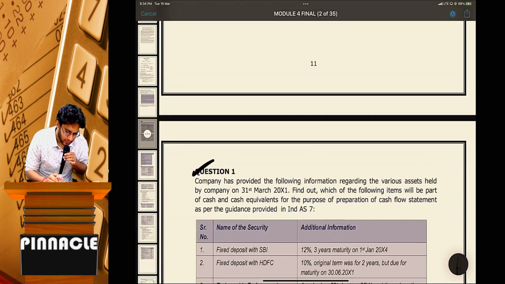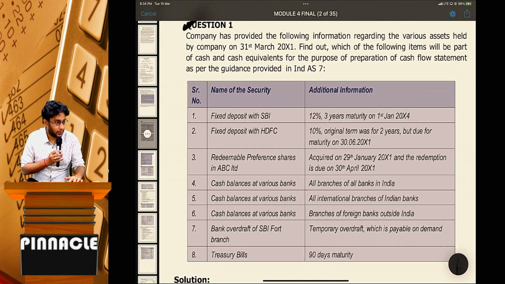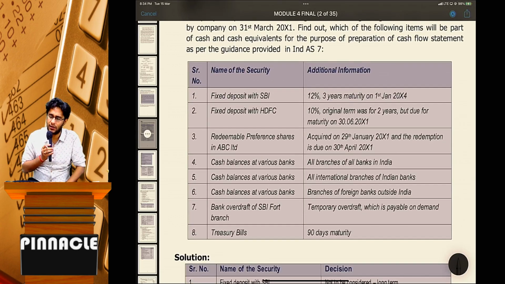Page number 12. Go to question number 1. See, there is a table given now. You have to see that and tell whether they are cash equivalents or not. That's all. Yes or no. First one. Fixed deposit with SBI, at 12% interest, 3 years maturity it seems. So once it is 3 years maturity, you are out of the game. No, I want only 3 months or less.